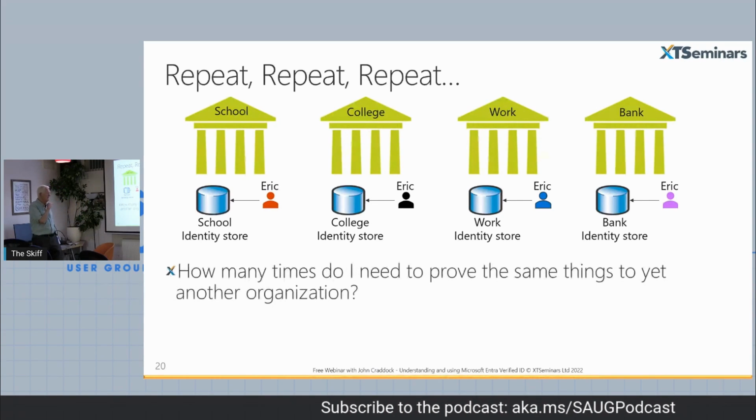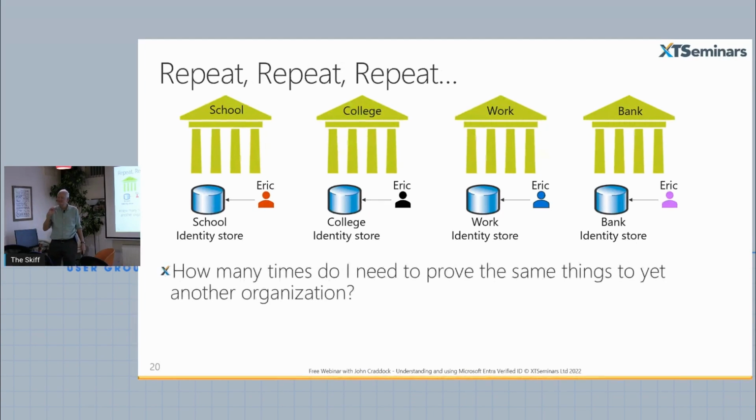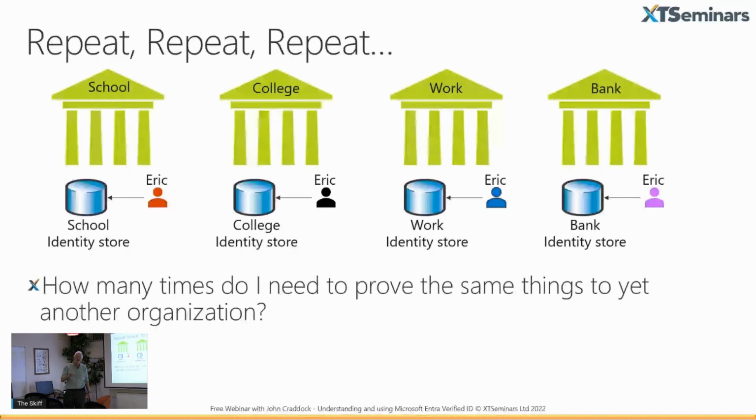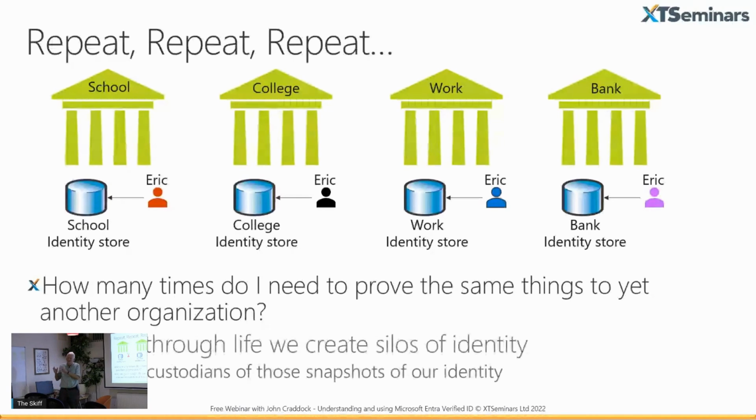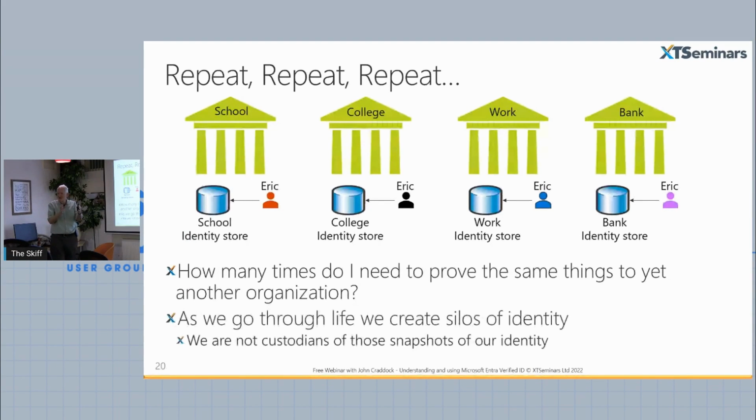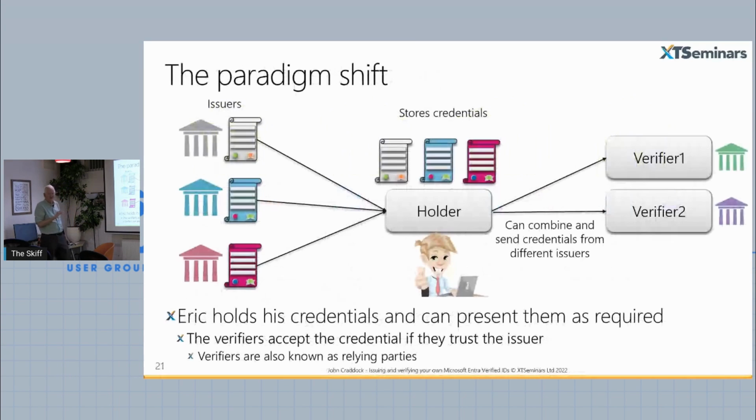And if you think about it, how many times are you proving exactly the same thing to yet another organization? Many, many, many times. And then there's another issue, which is that Eric doesn't own what's in the school identity store. All the information about him is in the school identity store. Same with college, same with work. So what we're doing as we go through life is leaving these silos of identity. And what we need to do is change all of that and come up with a new paradigm.